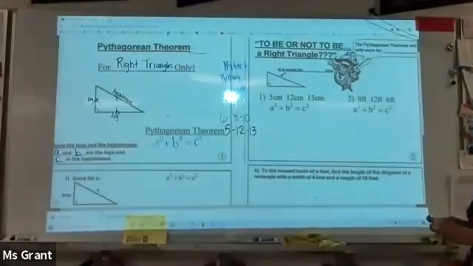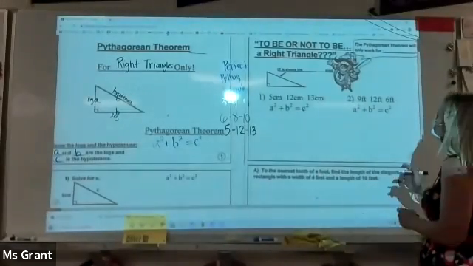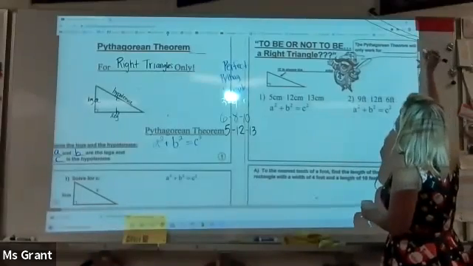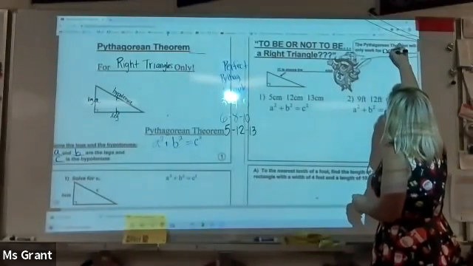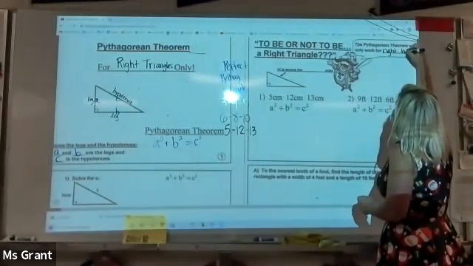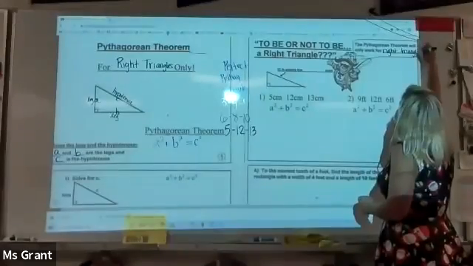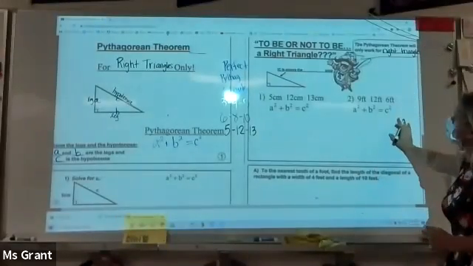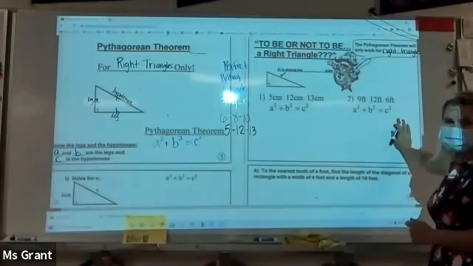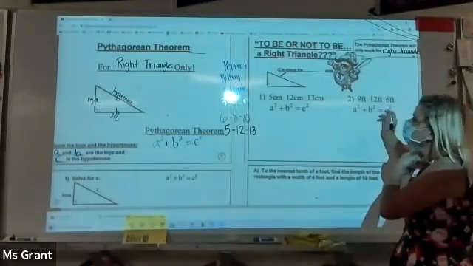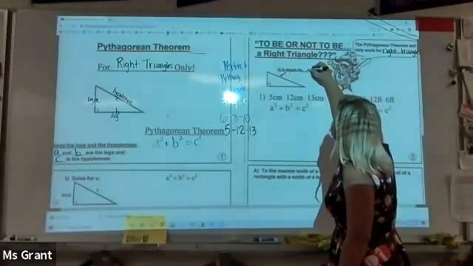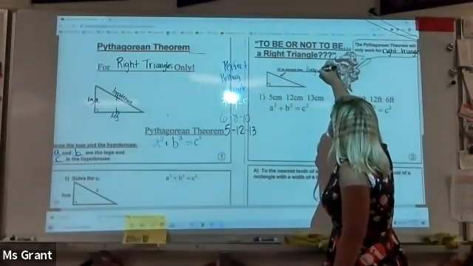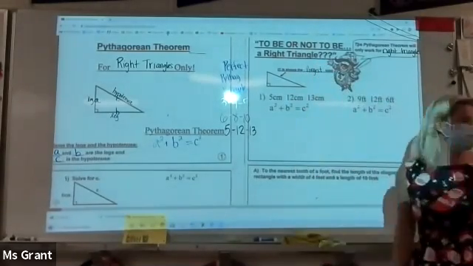So let's look at this right-hand side up here. To be or not to be? The Pythagorean theorem will only work for right triangles. C is always the longest side.